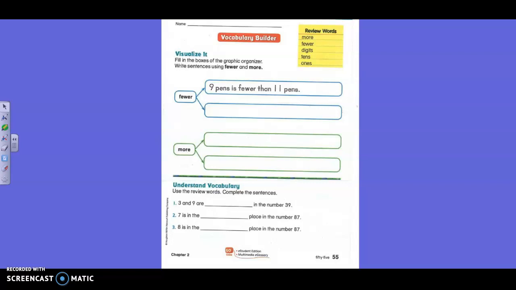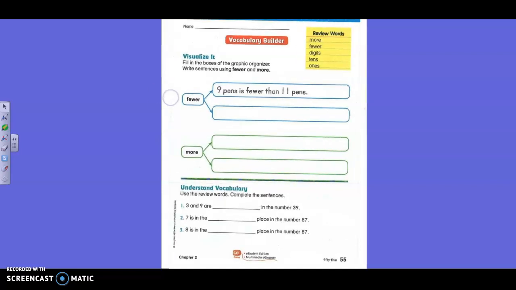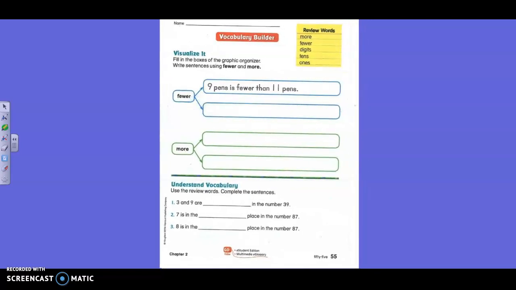Okay, so these can be lots of different things, and you guys get to pick your own numbers and things like that, okay? But this box is saying fewer. So we are going to write a sentence with fewer. They actually already have one written for you. 9 pens is fewer than 11 pens. Okay?